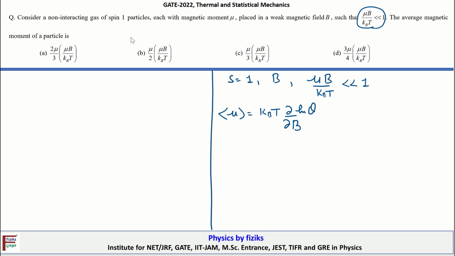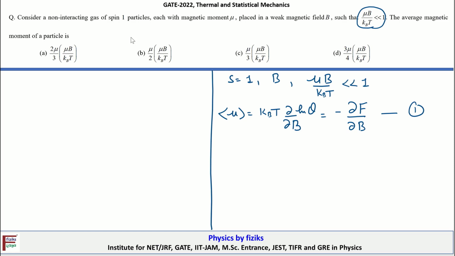Note that it's B, it's a magnetic field. Okay, or this can also be rewritten as, because minus kT ln Q, that's the Helmholtz free energy. So in terms of Helmholtz free energy, this is minus curly B of F, where F stands for the Helmholtz free energy. So let me call this equation 1.